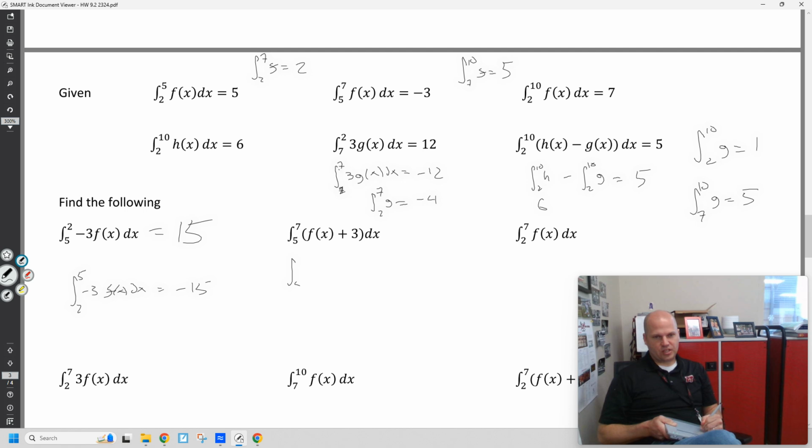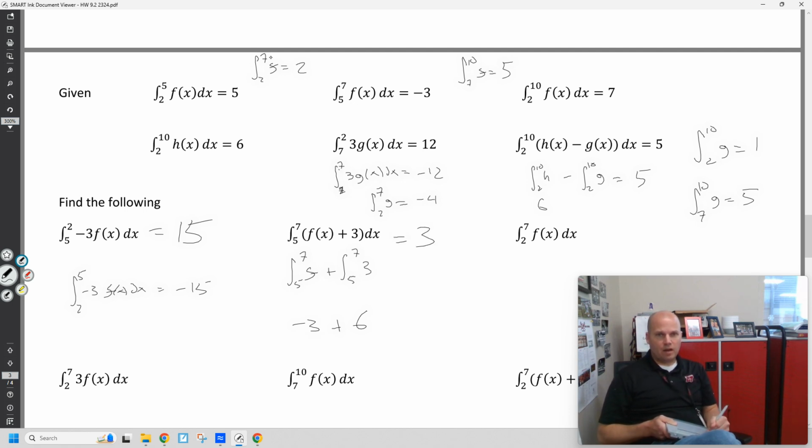I am going to split this up, 5 to 7 of f plus 5 to 7 of 3. You can take the antiderivative of this, but it's just a straight line. It's just a rectangle. It's going to be 6. 5 to 7 of f is negative 3. Negative 3 plus 6 is positive 3.